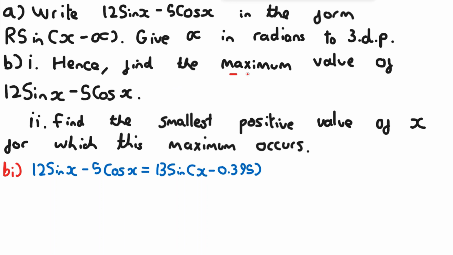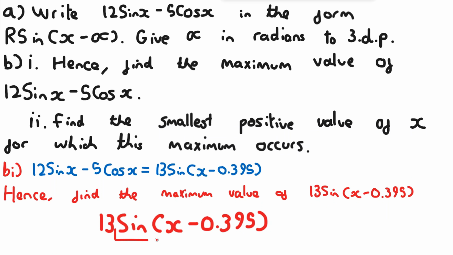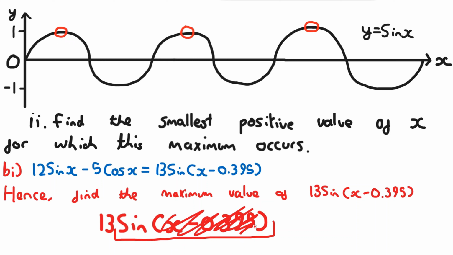They want us to find the maximum value of 12 sin of x minus 5 cos of x. And as we figured out in part A that 12 sin of x minus 5 cos of x is equal to 13 sin of (x minus 0.395), we can make the substitution here, and basically the question becomes find the maximum value of 13 sin of (x minus 0.395). And we can do this because if we focus on this sin part here, this part in the bracket doesn't really matter. When you look at the sin graph, the absolute maximum value that sin can have is 1.